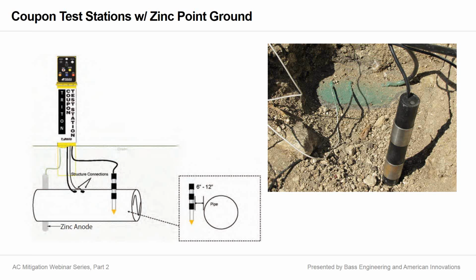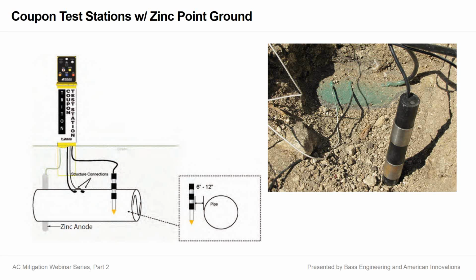So using the Triton coupon test station assembly, you have the opportunity to use the DC functions of a coupon test station, but in addition to that, you get the opportunity to use a 1 square centimeter coupon to measure AC voltage, and with that, also with a current measurement, an AC current measurement, you can easily calculate the AC current density associated with the pipeline at that particular location.